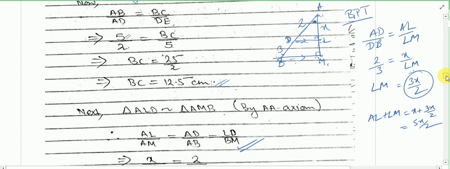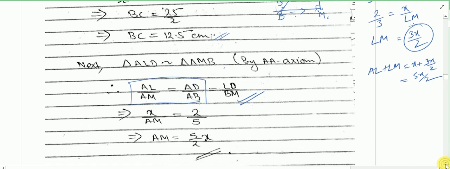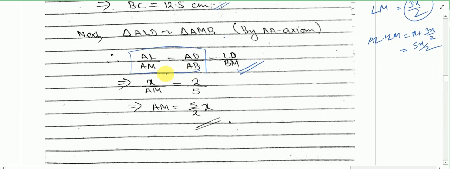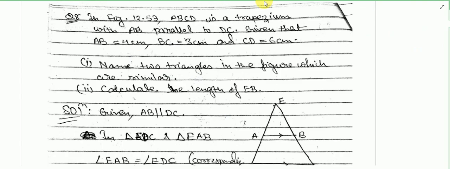Now we are looking for AM. This one involves AM, AD is known to us, AB is known to us, so we will use this one. So substitute the values and straight away you will get AM, or you could have done this way also. No issue. So you will copy this in your maths copy. Now let us see question number 8.